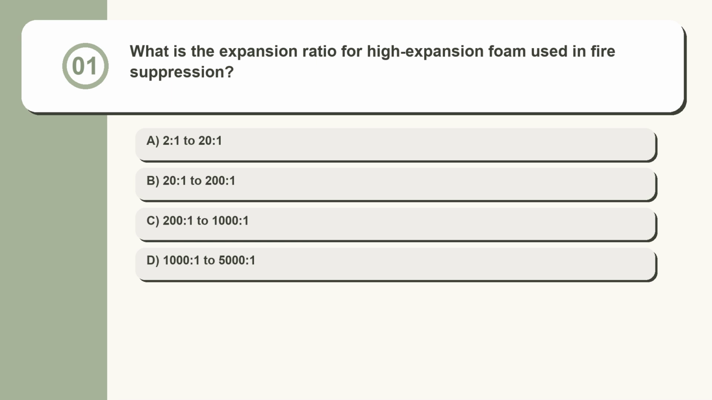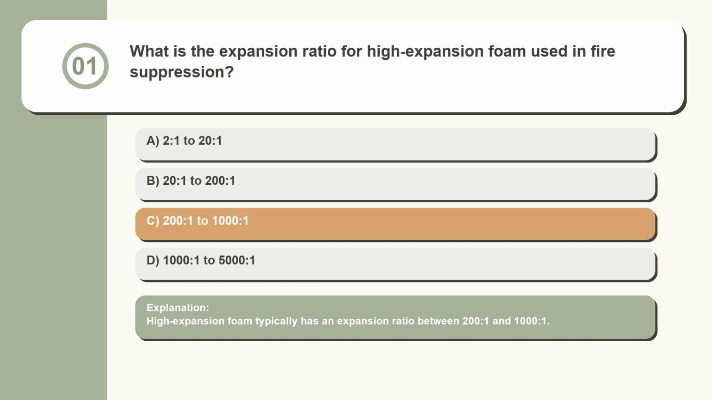Question 1. What is the expansion ratio for high expansion foam used in fire suppression? 2:1 to 20:1, 20:1 to 200:1, 200:1 to 1000:1, 1000:1 to 5000:1. High expansion foam typically has an expansion ratio between 200 to 1 and 1000 to 1.